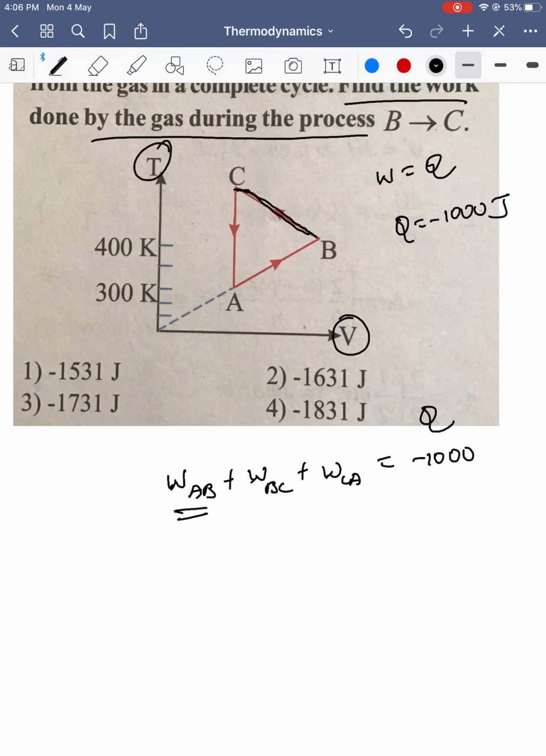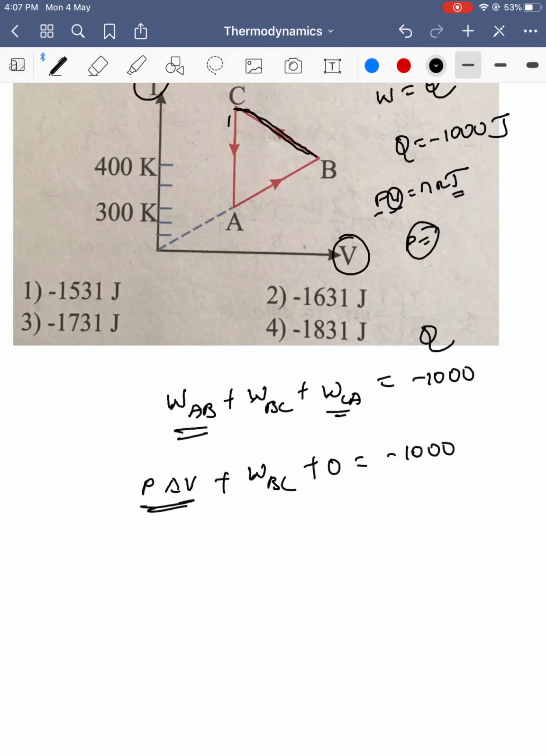What kind of process is this? PV is equal to nRT. What is the constant here? The temperature versus volume graph is a straight line, so pressure is constant. So work done is P into delta V, plus the work done in CA. Work done in CA is zero, since it is a constant volume process. The total is equal to minus 1000.